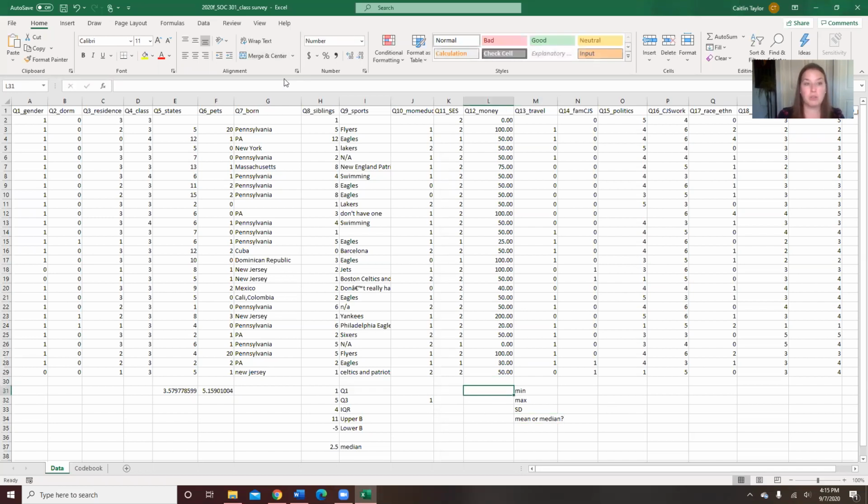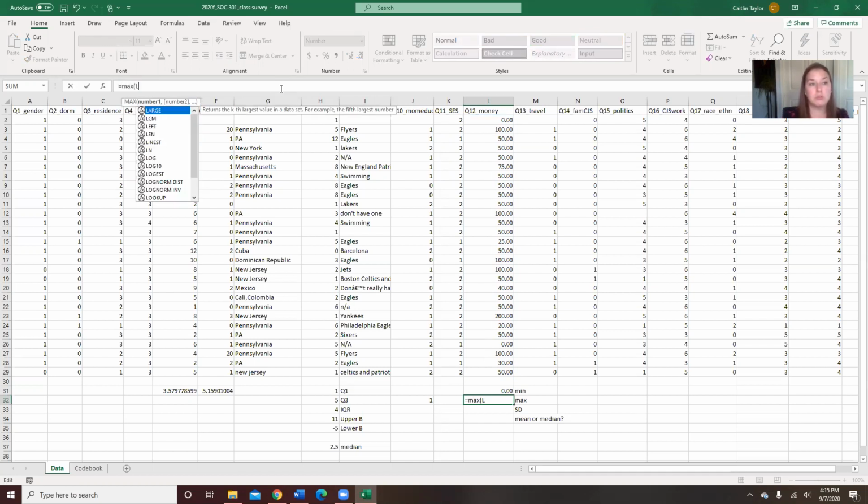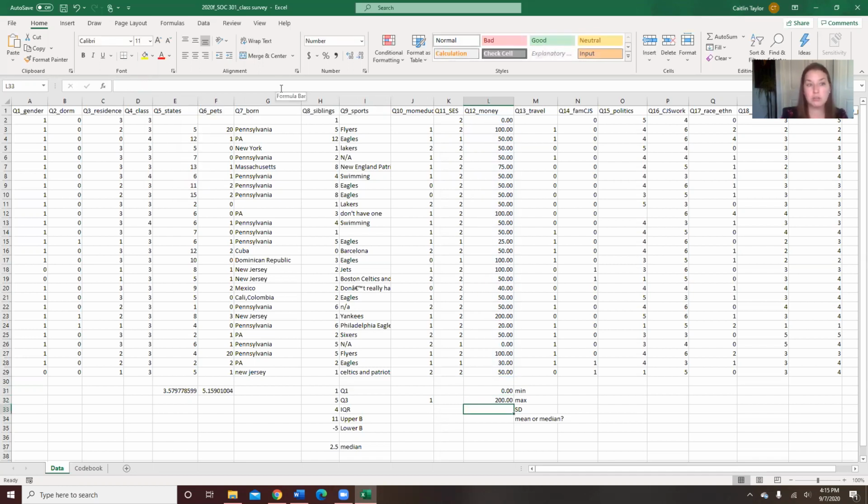So to calculate the minimum value, we're using just min, parentheses, L2 to L29. That is the minimum, which is 0. The maximum is equals max, L2 to L29. The maximum is $200. To find the standard deviation, we do equals STDEV.S, L2 to L29. And the standard deviation is 38.77.